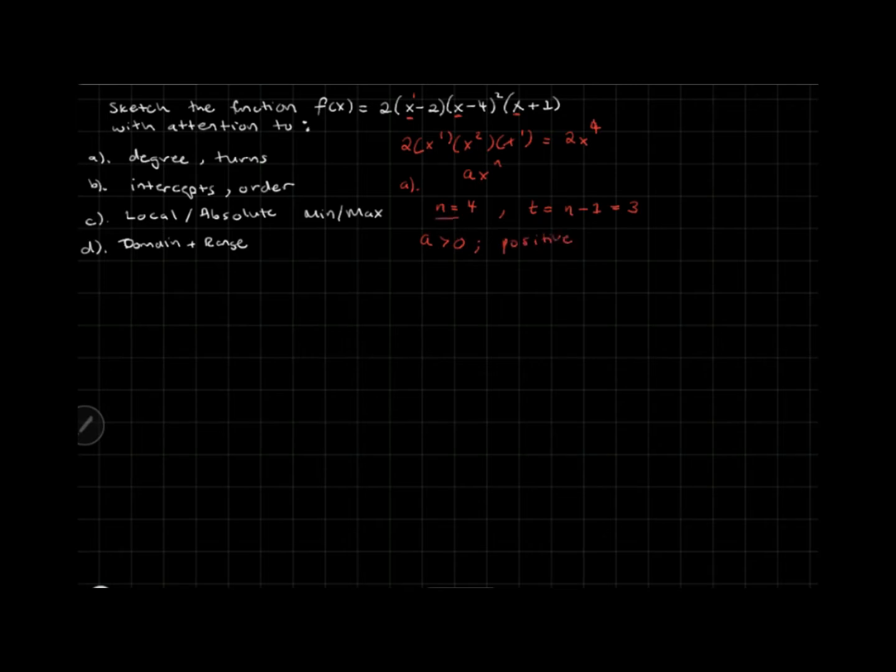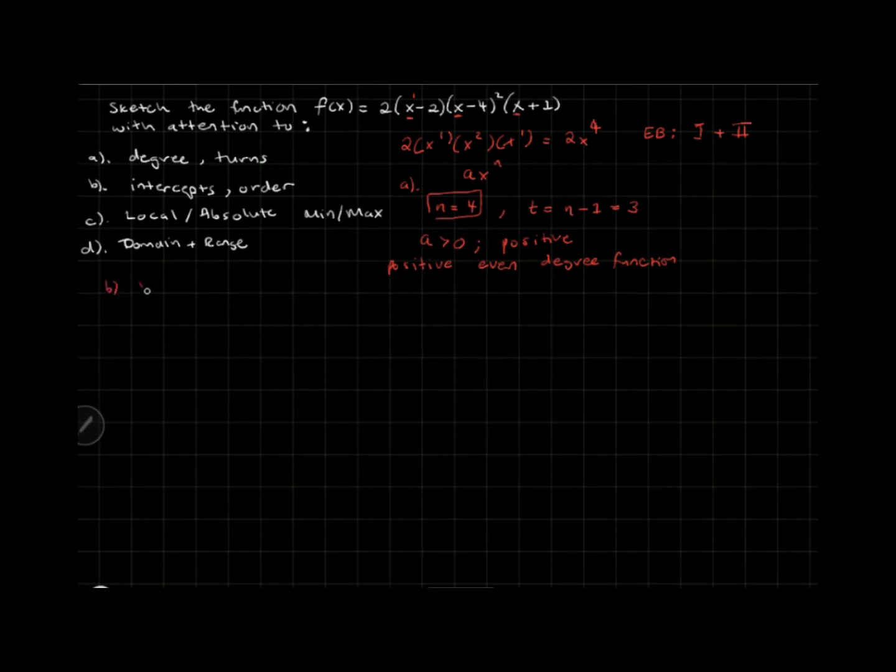So if a is greater than 0, this tells us that it's positive. And because the degree here is an even number, this is a positive even degree function. This tells us that we'll have similar end behaviors because all even degree functions have the same end behaviors, and the end behaviors would be in quadrants 1 and 2 because it's a positive even degree function. Okay, so now that we have our end behaviors, let's find our intercepts.